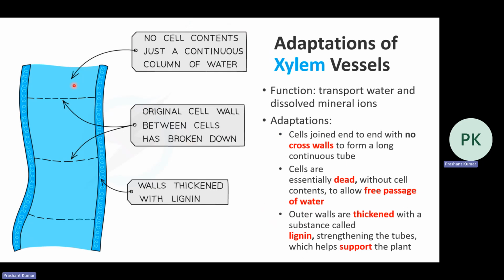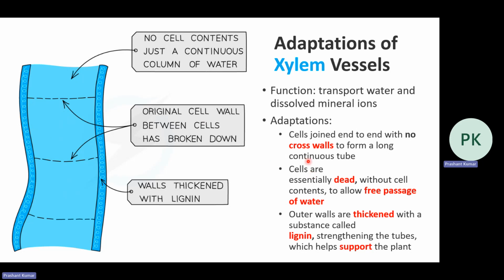Now let's try to understand what adaptations there are in the xylem vessels and how they are able to conduct water and dissolved mineral ions. So what adaptations can you find in the structure? First of all, the cells join end to end. You can see this is the first cell, this is the second, third, fourth, all joined end to end, and there are no cross walls. So if there are no cross walls, they will make a continuous channel.